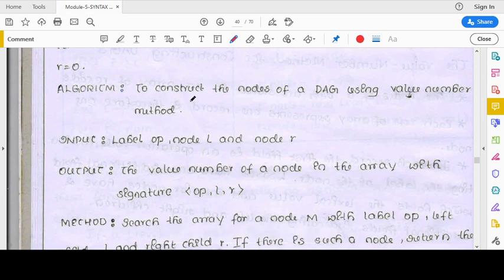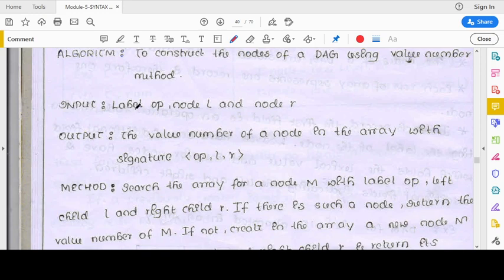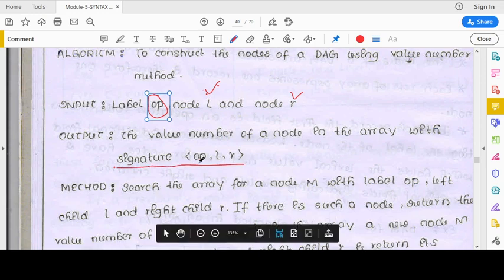To construct the nodes of a DAG using the value number method, you always need to get the operator, left child, and the right child. So L is the left child and R is the right child. And what will be the output? The output will be the signature with respect to the operand, left child and the right child.